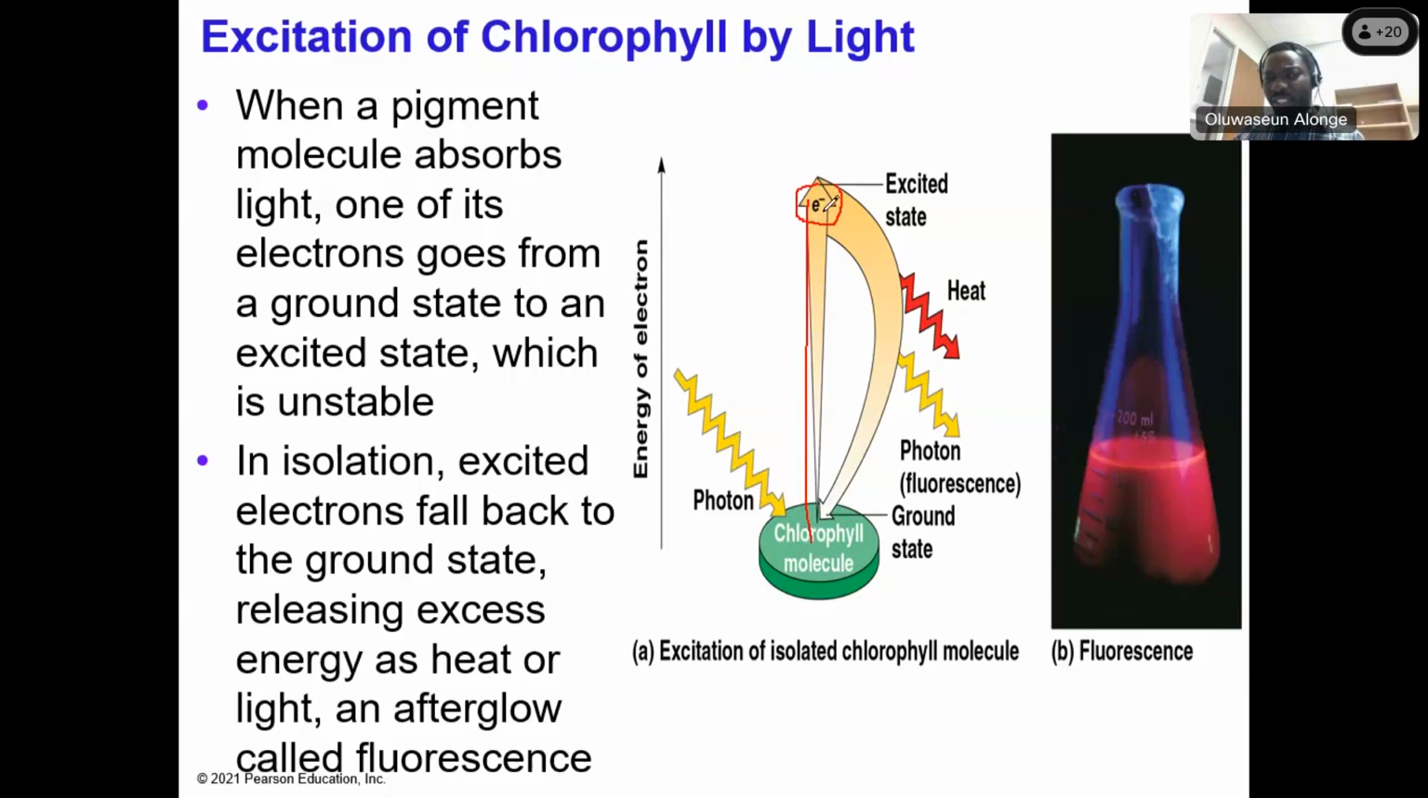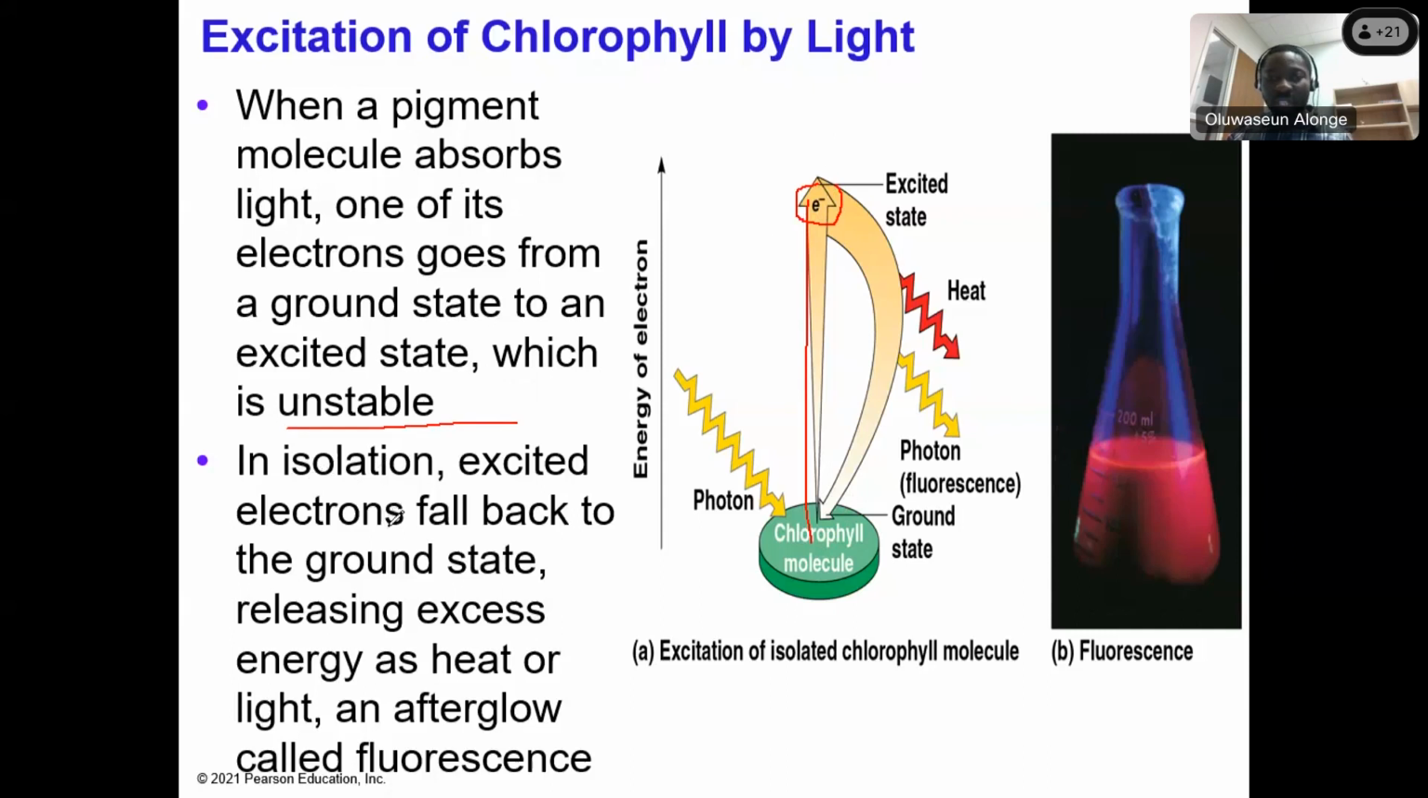Does that make sense? Now, when a pigment molecule absorbs light, one of its electrons goes from a ground state to an excited state and becomes unstable. You don't give a child candy and the next thing you see is that they are sleeping. They are going to be everywhere.